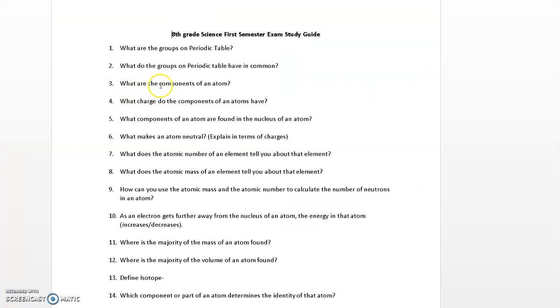Number 3, what are the components of an atom? There are 3 parts that make up an atom. There are the protons, the neutrons, and the electrons. The protons and neutrons are found in the nucleus of an atom. The electrons are found in the electron cloud, or the electron energy levels of the atom.